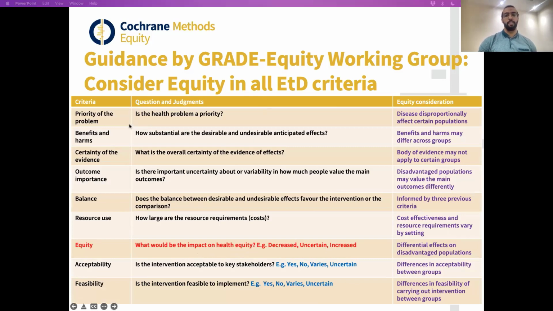Basically, if you look at, for example, the first one, is the health problem a priority? The disease could disproportionately affect certain populations more than others, so the prioritization would be affected as well. Same thing for benefits and harms. The intervention could have different benefits and harms across different groups. And same goes for acceptability and also feasibility. So it's very important to consider equity in all the ETD criteria to inform the development of equitable recommendations that would be genuinely fair to implement.